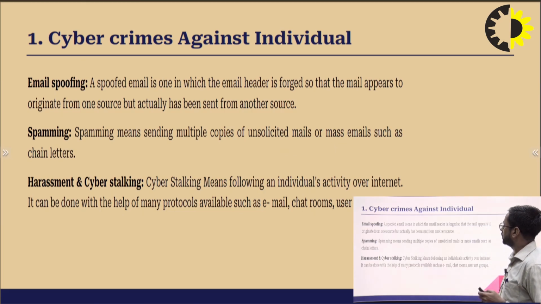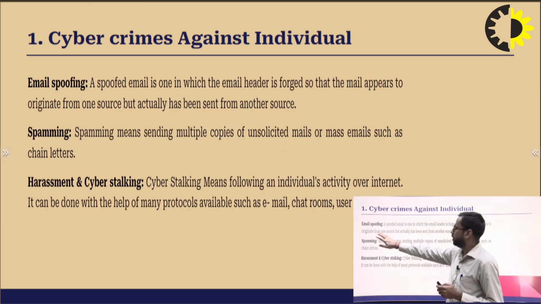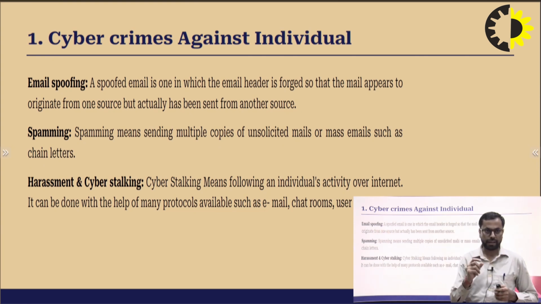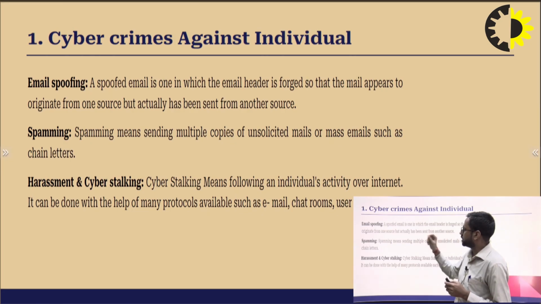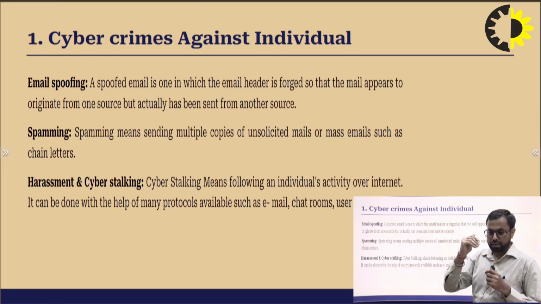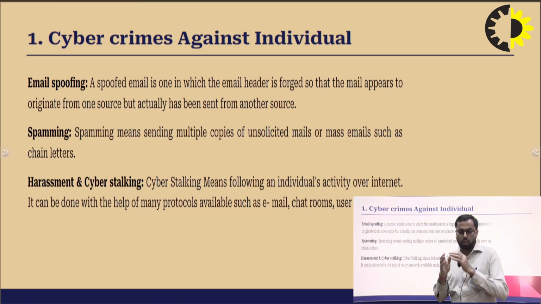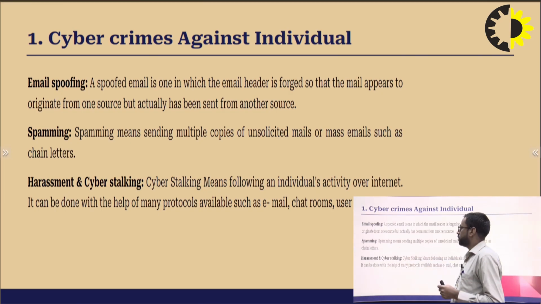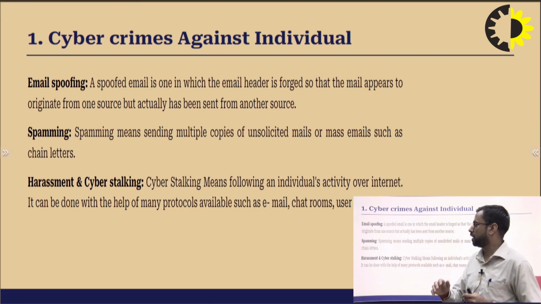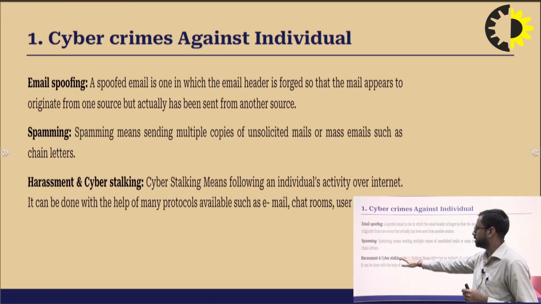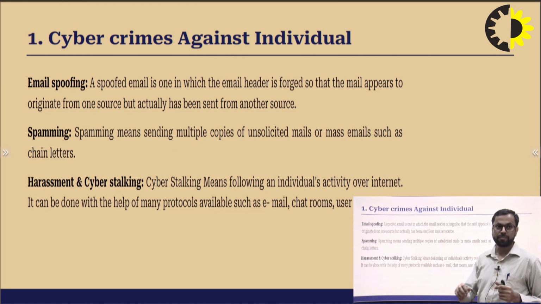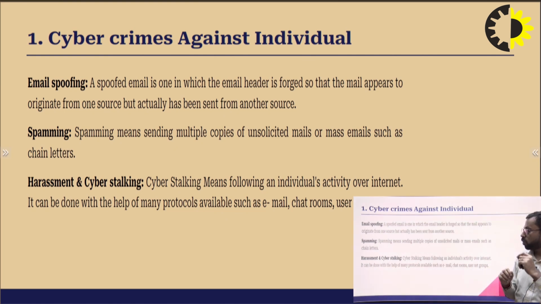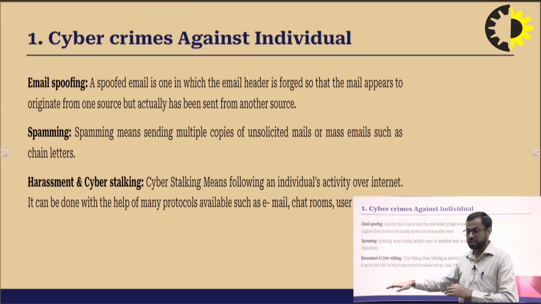Cyber crime against individuals considers these points: email spoofing. Email spoofing is when a person sends a mail on behalf of another person, hiding their own identity and using some other identity that did not send the mail. Spamming is basically multiple sharing of messages that are undesirable in nature. Harassment and cyber stalking is basically stalking on the basis of the computer system or its services.